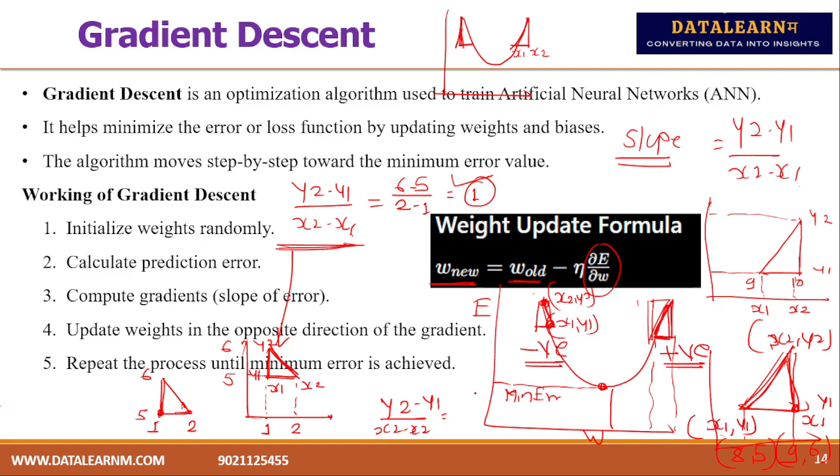y2 minus y1 upon x2 minus x1, what will happen? What is the y2? That is 9 only, right? Minus 8. What is the x2? Reverse, I think so, sir. 6, 5. 9 minus 8. But it's x2 minus x1, right, sir? 6 minus 5.